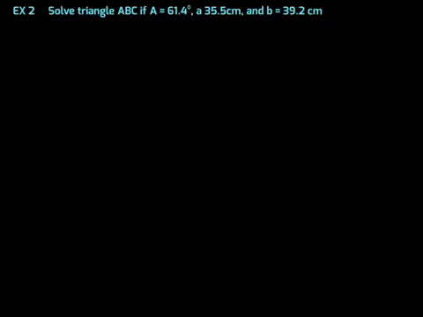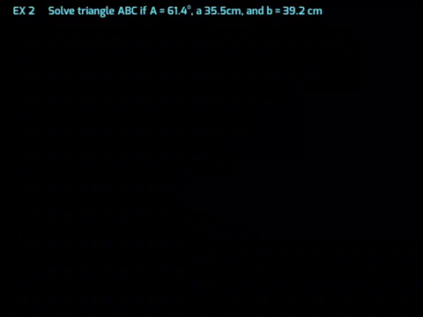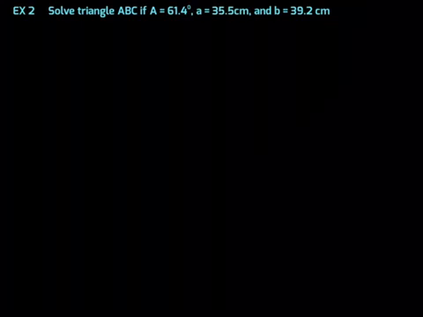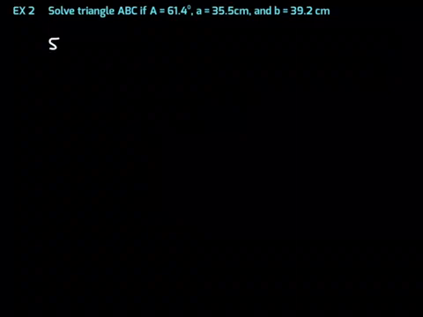Okay, everybody, example 2. Solve the triangle ABC if angle A is 61.4 degrees, side a is equal to 35.5 centimeters, and b is equal to 39.2 centimeters. Okay, cool. Let's set up the law of sines. I noticed that they give me angle A and side a. They give me side b, but they did not give me angle B. So I'm going to write the law of sines with angle B in the numerator.